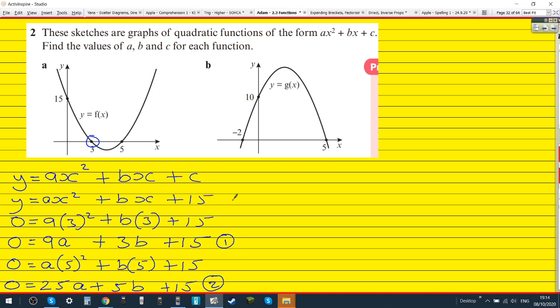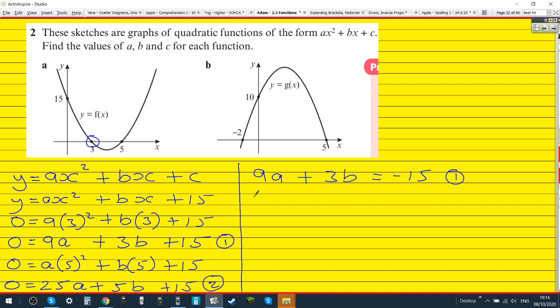And then would you work them both out? Yes, there's a very easy way to do it. Basically, it's simultaneous equations. So the first one is 9a plus 3b is equal to, what if you brought the number to the other side? How could we get just 9a plus 3b by themselves? Minus 15. Yeah. Equals minus 15. So do the same for the other equation.